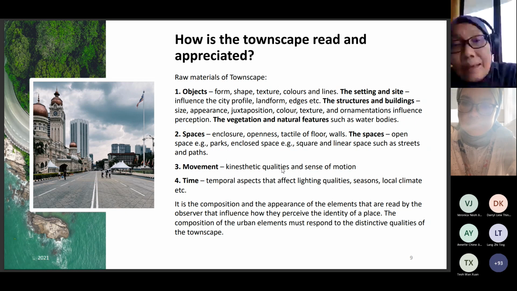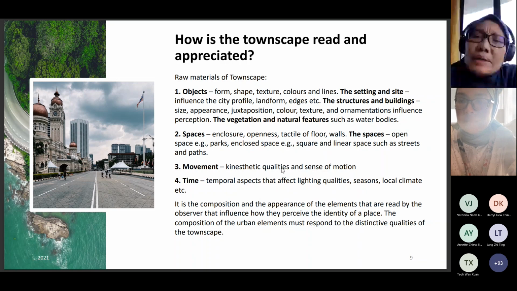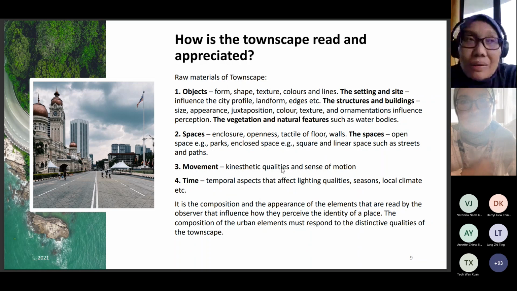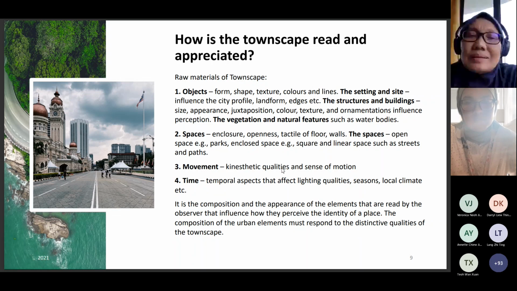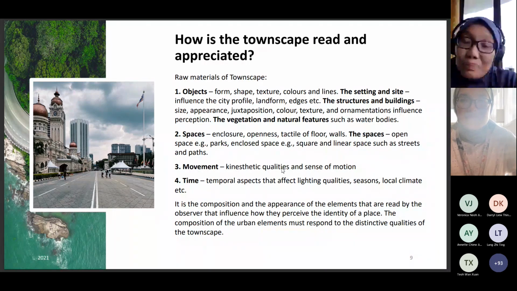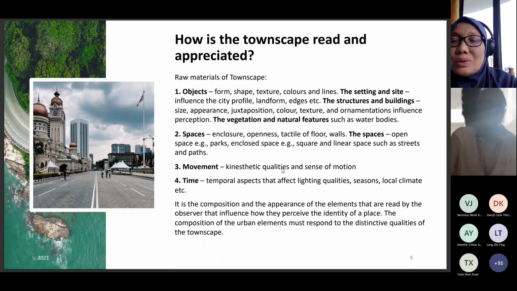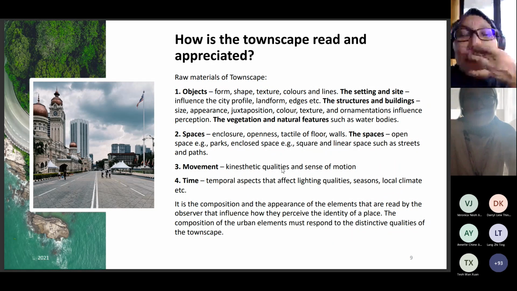And then the setting and the site, which will influence the city profile, landform, edges, etc. Theoretically, every city or every town should not look alike with each other. Every town, in theory, must have its own differences, because not all towns have the same setting and site influence, such as the landscape, the landform, and so forth. But what tends to happen, what is bad, is when we treat every place as the same through the process of cut and fill. So when you do a housing scheme, even though it's a hilly place or not, you cut and then you fill and then you build. That means you're treating every place the same, and that's when you start losing identity.